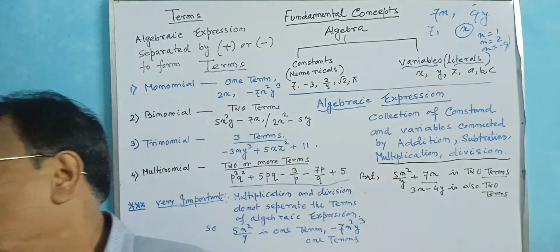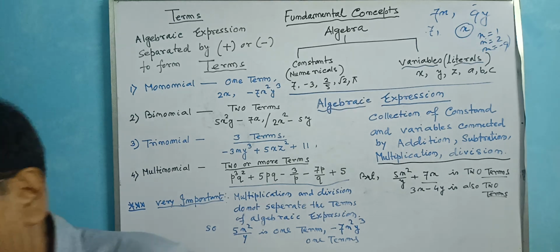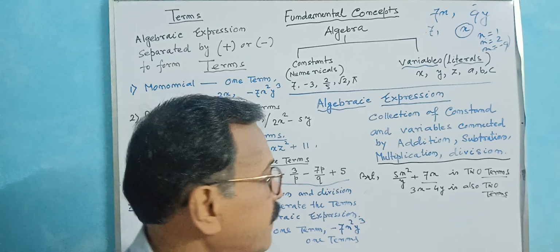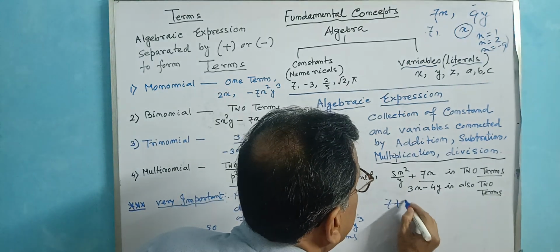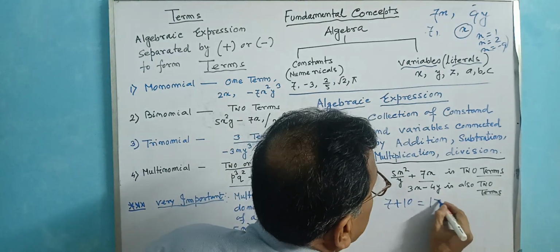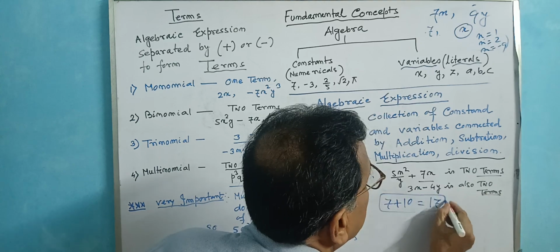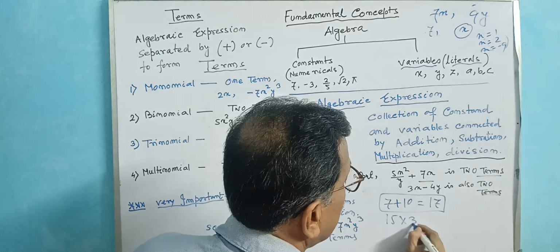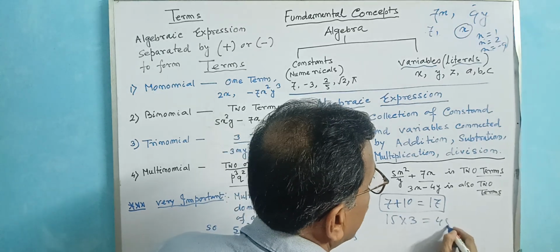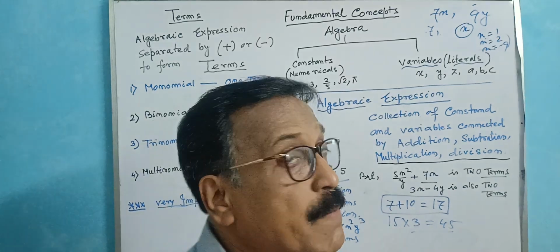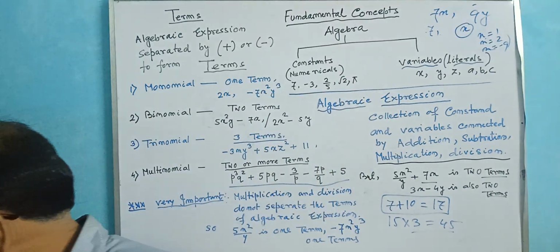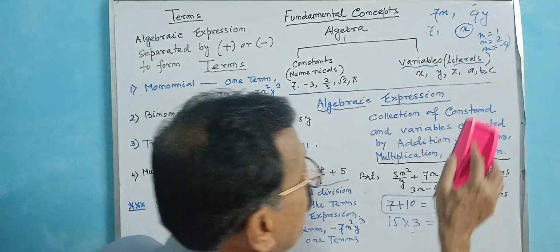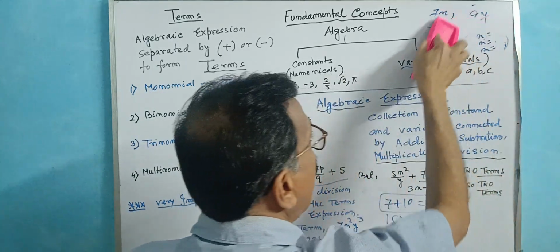The basic concept of algebra is this. Ultimately, this is the arithmetical part: 7 plus 10 is 17. This is actually the arithmetical part. The operation is plus. 15 into 3 is 45. These are all arithmetical. We have learned arithmetic, but in algebra, the new concept is a, b, c, x, y, z. Okay, so now the two parts are there.